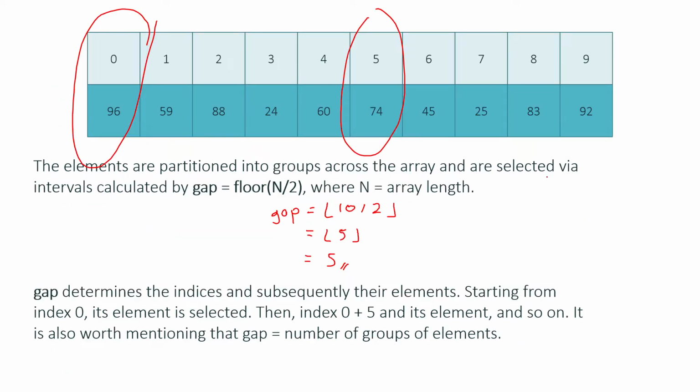The elements are partitioned into groups across the array and are selected via intervals calculated by gap equals floor of n divided by 2, where n is equal to the array length. Gap determines the indices and subsequently their elements, starting from index 0 and its element selected. Then index 0 plus 5 and its element, and so on. It is also worth mentioning that gap is equal to the number of groups of elements.